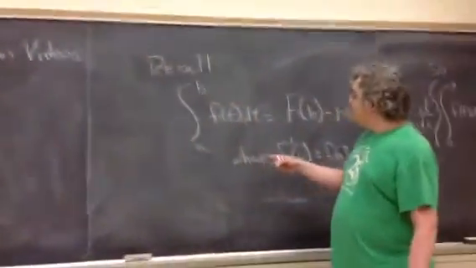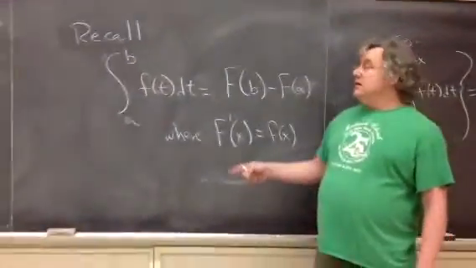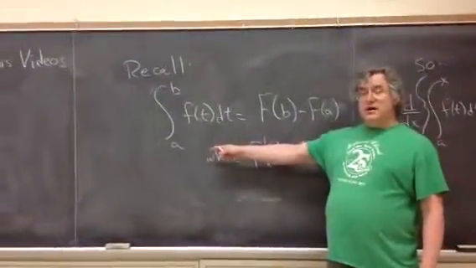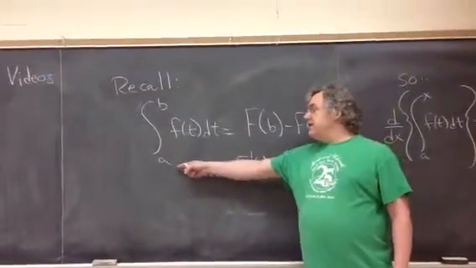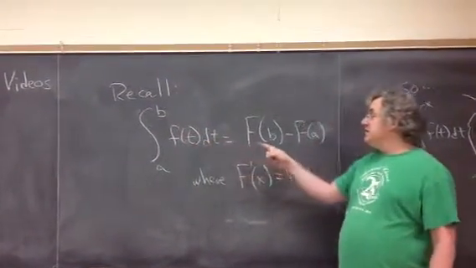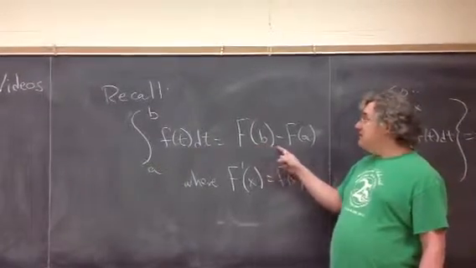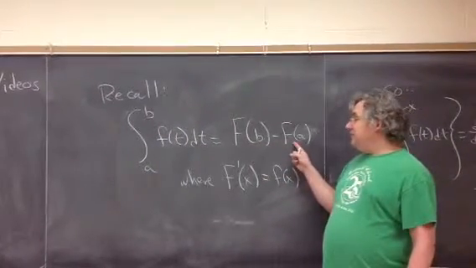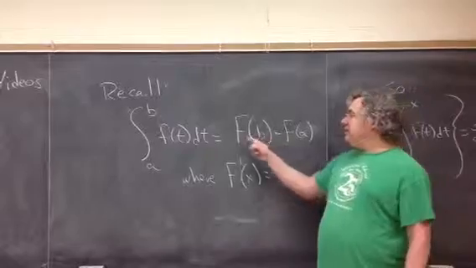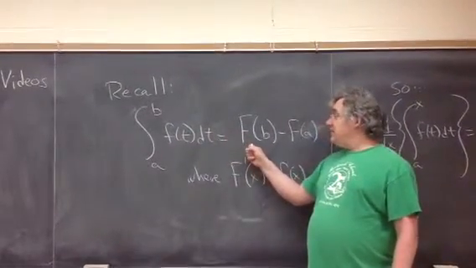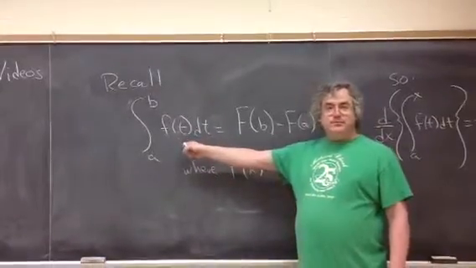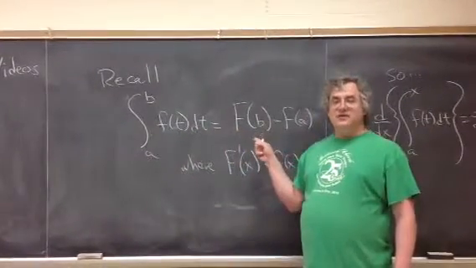So this is what we learned before. This is the fundamental theorem. The integral, or area, underneath f of t here, from x equals a to x equals b, is the antiderivative at b minus the antiderivative at a. And that's what this says. Capital F is the antiderivative of little f, so the derivative of cap F is little f. Now, that is the fundamental theorem.